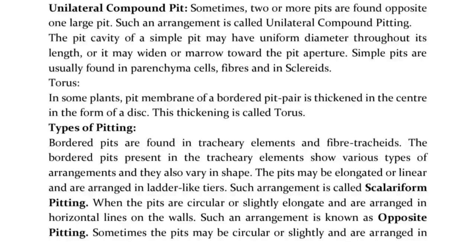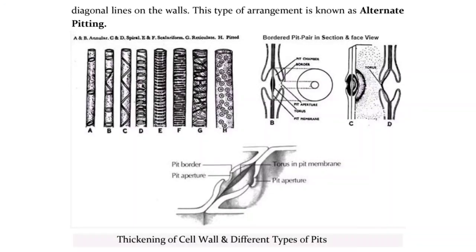When the pits are circular or slightly elongate and are arranged in horizontal lines on the walls, such an arrangement is known as opposite pitting. Sometimes the pits may be circular or slightly elongate and are arranged in diagonal lines on the walls. This type of arrangement is known as alternate pitting.